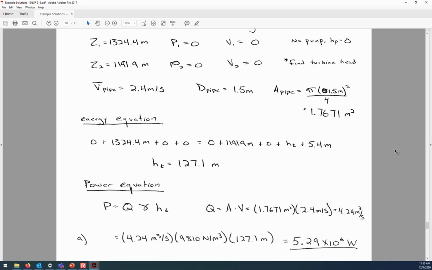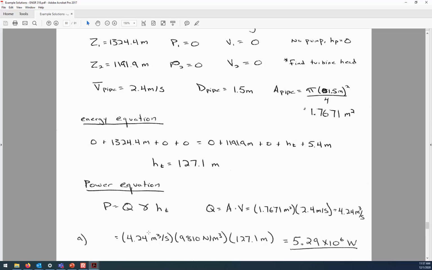And that's a really high flow rate and a really large elevation difference that's contributing to a pretty large pump head. And so this is an enormous amount of power that can be generated with that much water flowing that much of a vertical elevation difference.